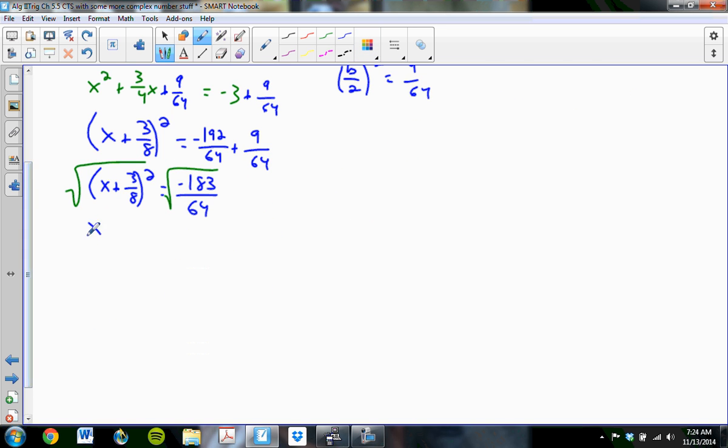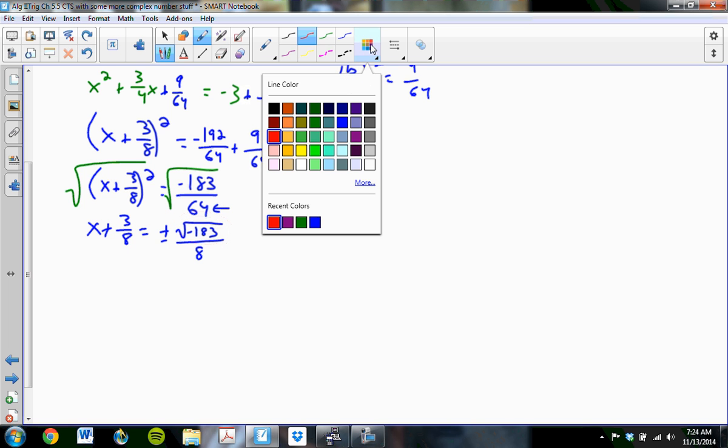I have x + 3/8 = ± the square root of -183 over 8, because the square root of 64 is 8. Right now, that means I have no real solutions. I can't take the square root of a negative number, so this has no real solutions, but that's okay. I'm just going to keep going and find the imaginary solutions.